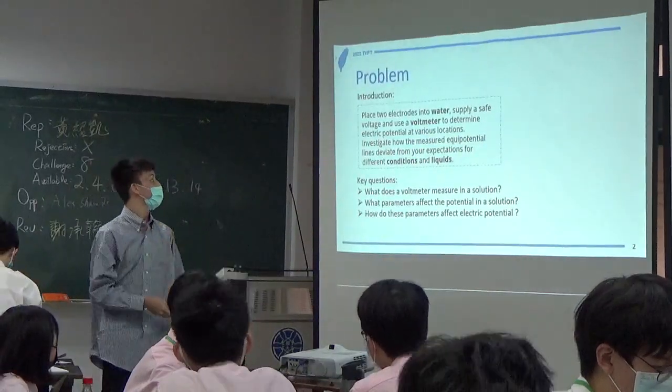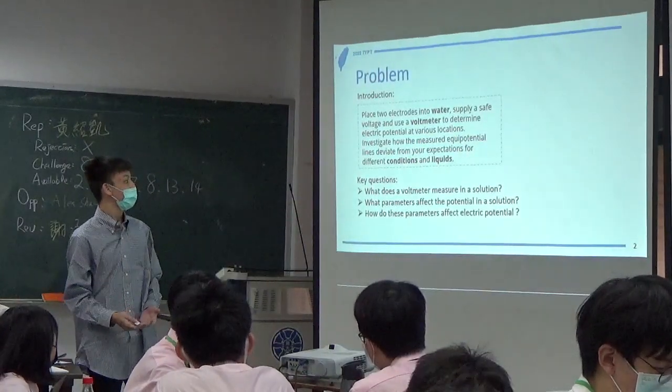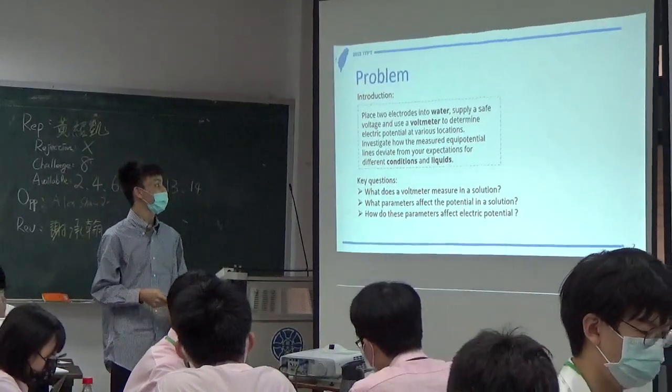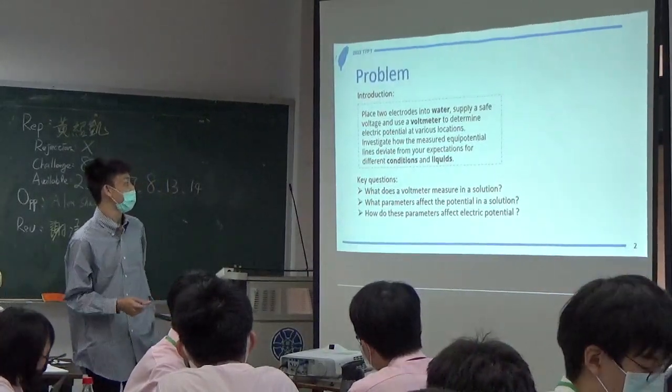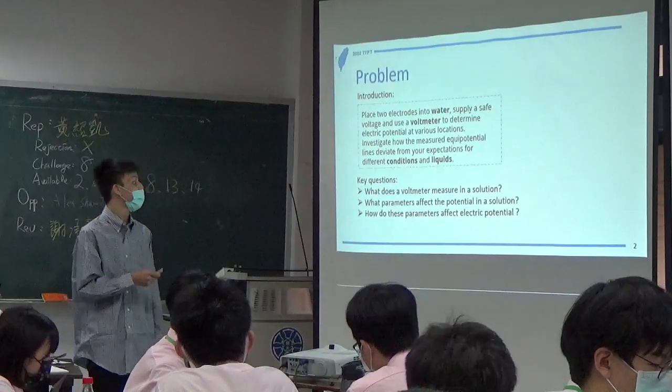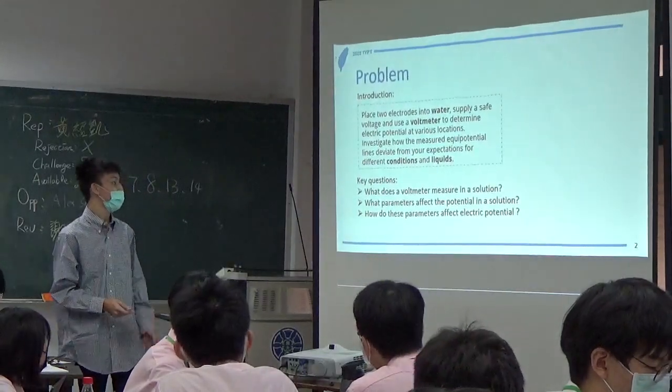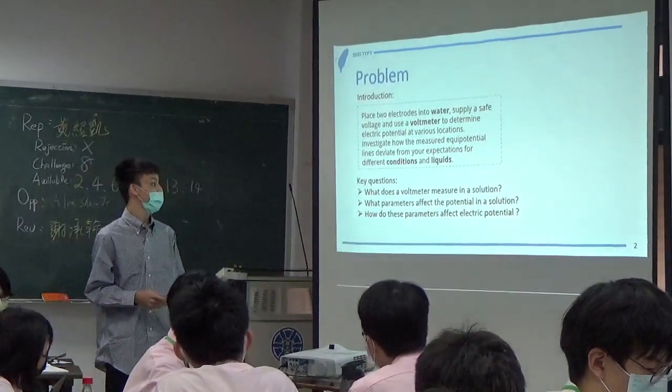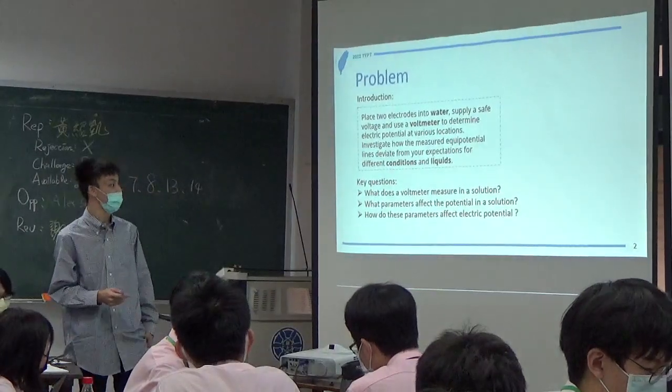Here's the problem statement. Place 2 electrodes into water, supply a safe voltage, and use a voltmeter to determine electric potential at various locations. Investigate how the measured equipotential lines deviate from your expectations for different conditions in liquids.